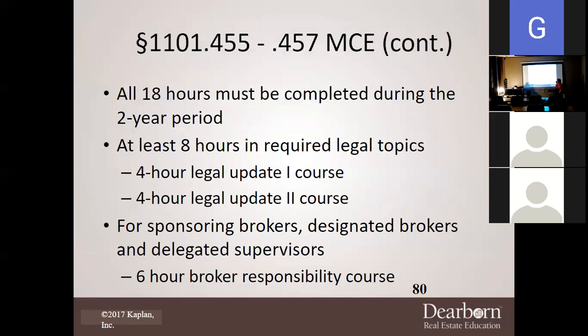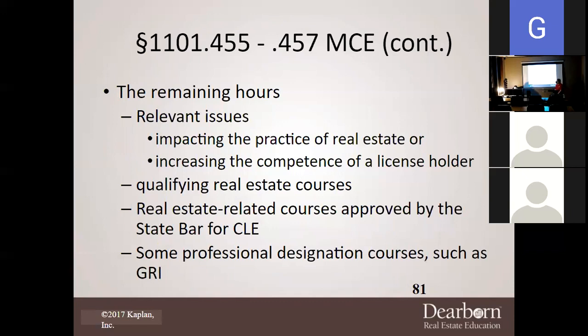The MCE, of course, is 18 hours that must be completed during the 2-year period. At least 8 hours must be in Legal 1 and Legal 2. Sponsoring brokers, designated brokers, or supervisors must also take an additional 6 broker responsibility course hours. Okay?